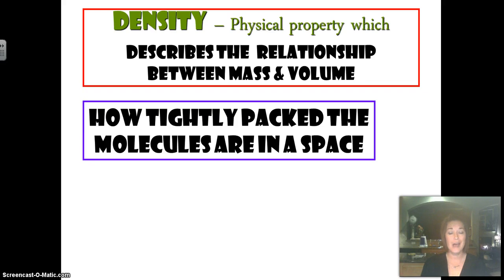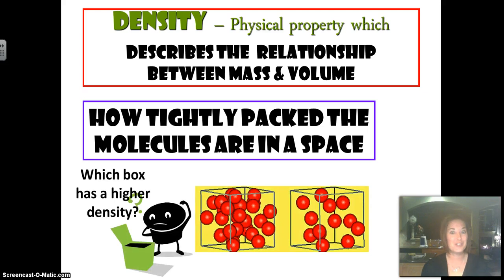And all substances have a unique density, and you can use an object's density to identify what it is. And we'll be doing that in just a second. But here's a question for you first. Which box has a higher density?